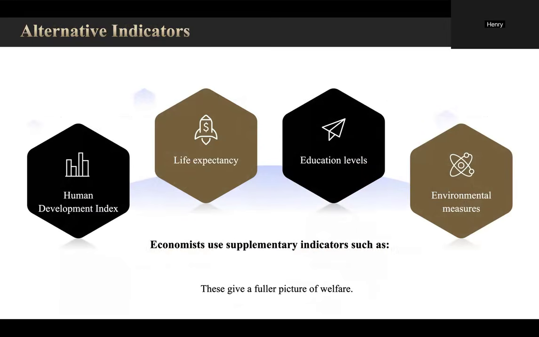Now, because GDP has these limitations, economists often use alternative indicators. For example, the Human Development Index, which includes health and education; life expectancy, which reflects overall well-being; education levels, which affect long-term growth; and environmental indicators, which measure sustainability. These indicators give a more complete picture of quality of life, not just economic output. So when evaluating an economy, economists rarely rely on GDP alone.